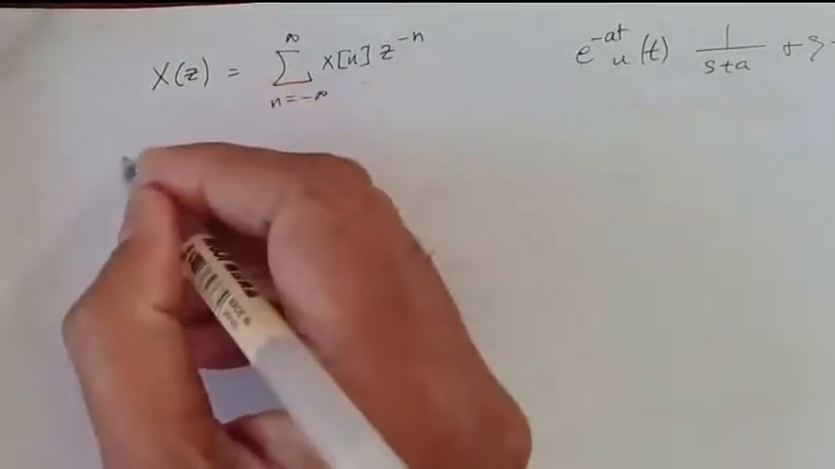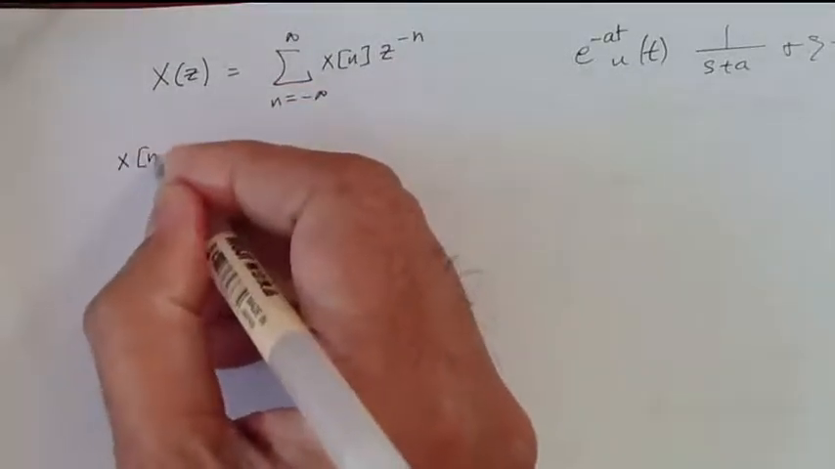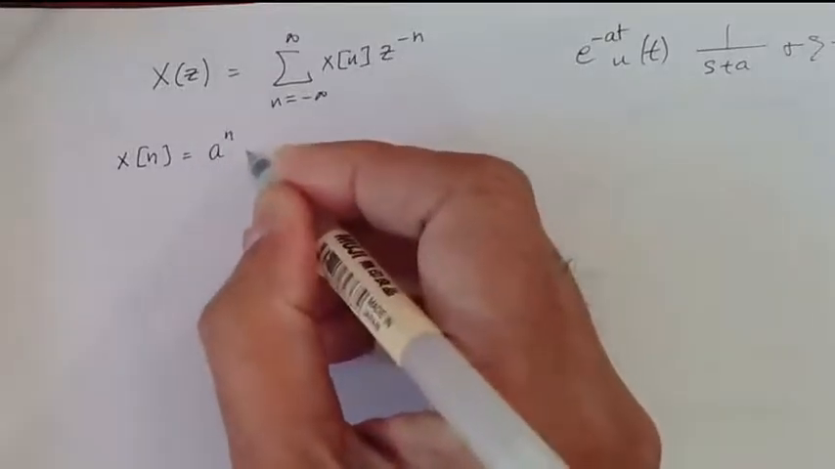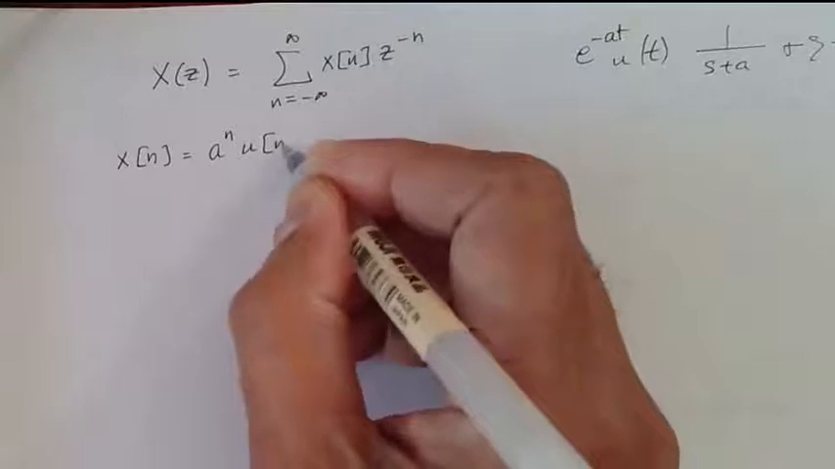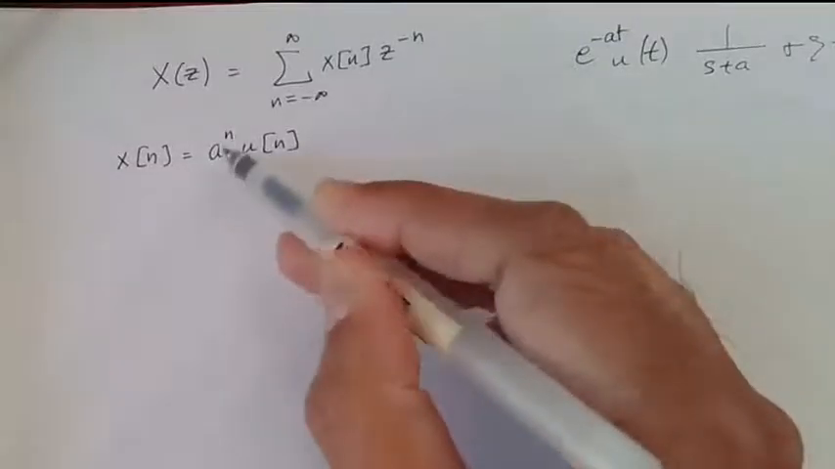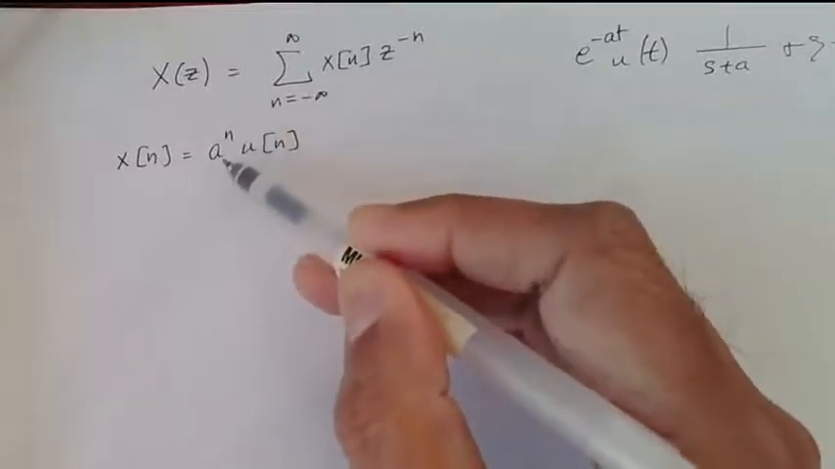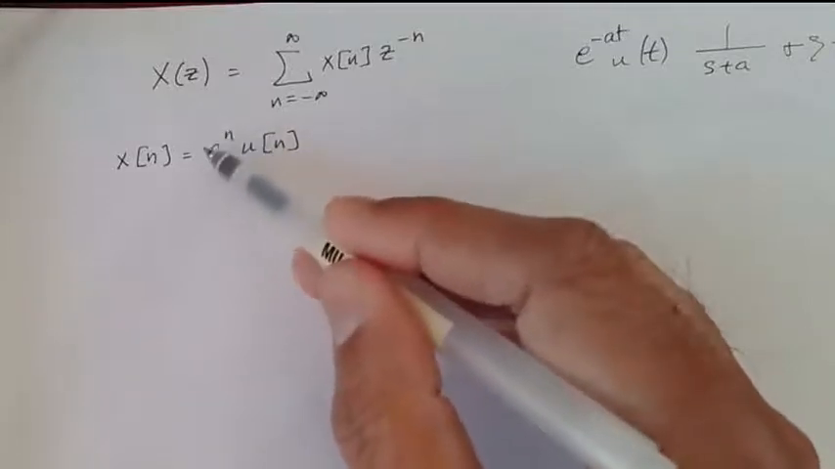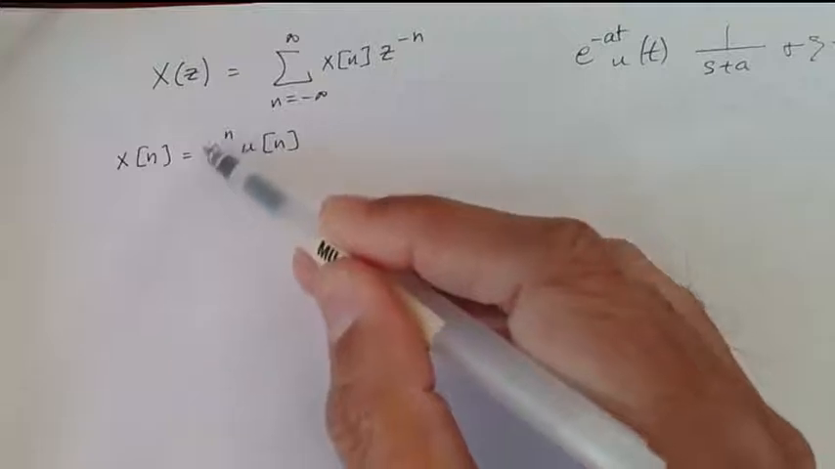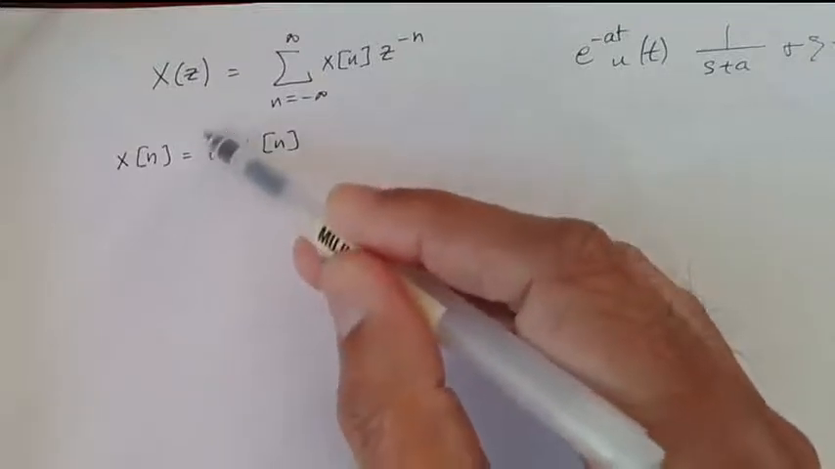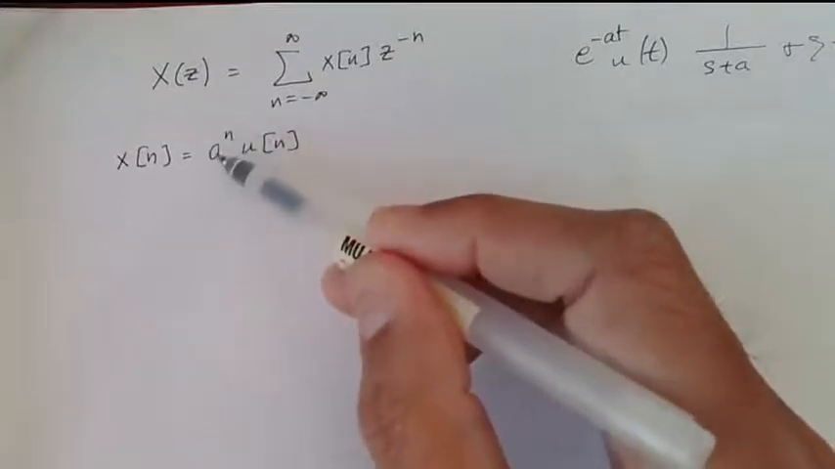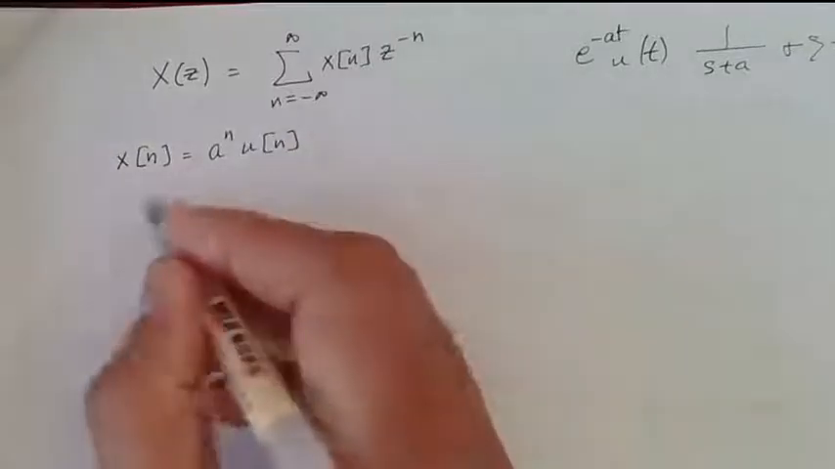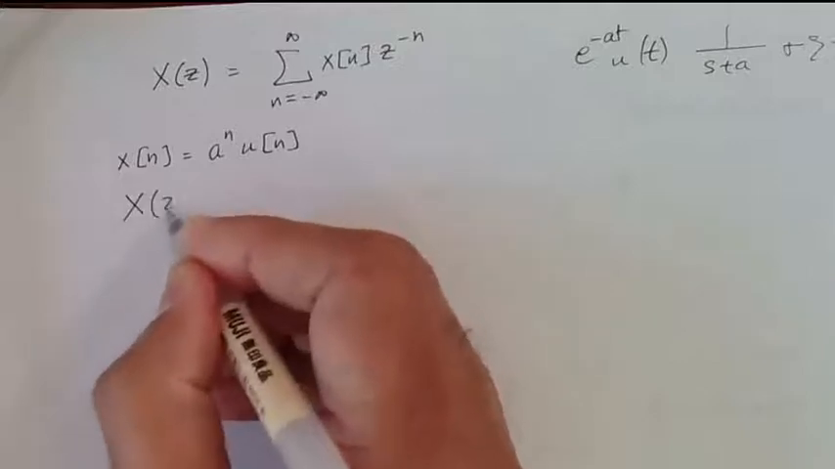So let's take our first sequence, which is x of n equals a to the n u of n. So a can be greater than 1, it can be less than 1, it can be positive, it can be negative, but it's real for now. I'm sorry, let me take that back. A can be complex. It's just some quantity. Okay, and now let's look at what x of z is.